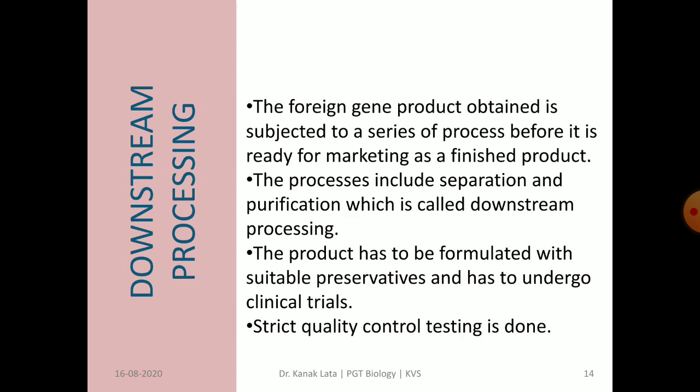Let us see what is downstream processing. Once the foreign gene product is obtained, it is subjected to a series of processes before it is ready for marketing as a finished product. So it requires separation and purification. That separation and purification is called downstream processing.